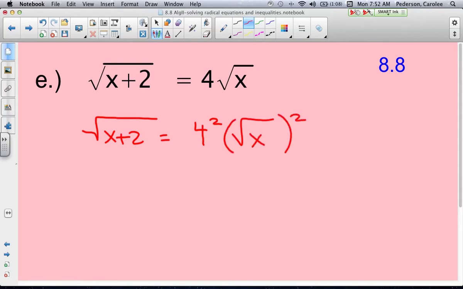So to undo those square roots, we're going to square both sides. And what you get is an x plus 2 on the left. On the right, you get 16. 4 times 4 is 16. And then the square root of x times the square root of x is x.